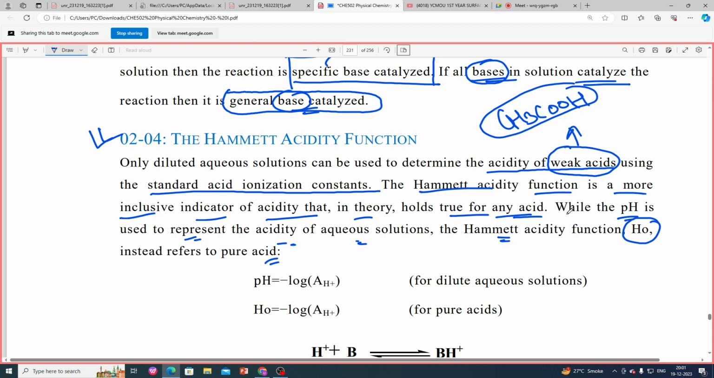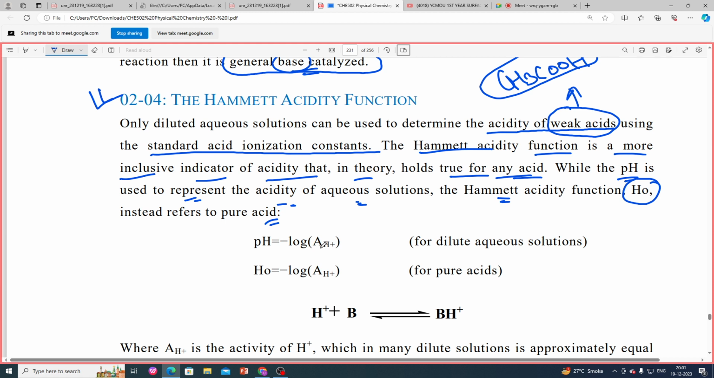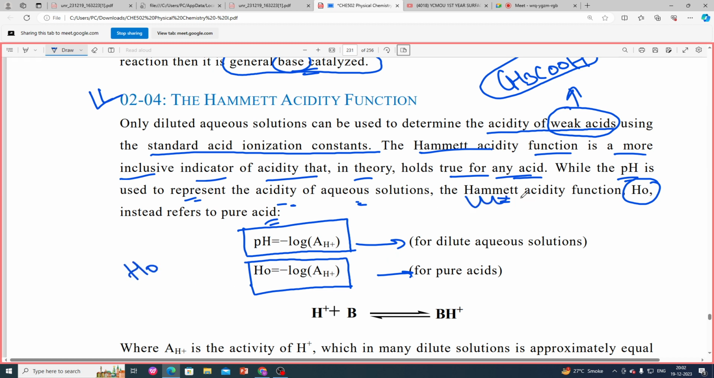So in the Hammett acidity function we will use H0. Here it is given that pH is equal to minus log of aH+ for a dilute aqueous solution. pH is equal to negative log aH+. This is for what? For a dilute aqueous solution. And for a pure acid we have to write H0, which is equal to minus log aH+ for a pure acid. So this H0 is called the Hammett acidity function. What do we call it? The Hammett acidity function.